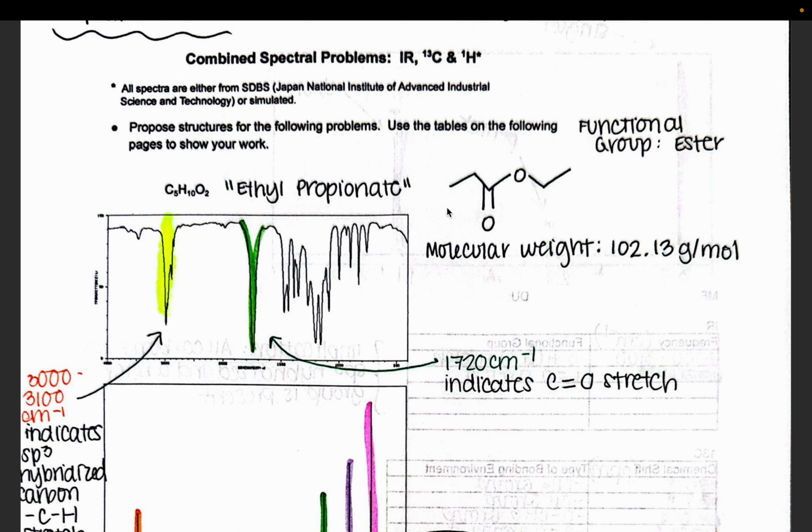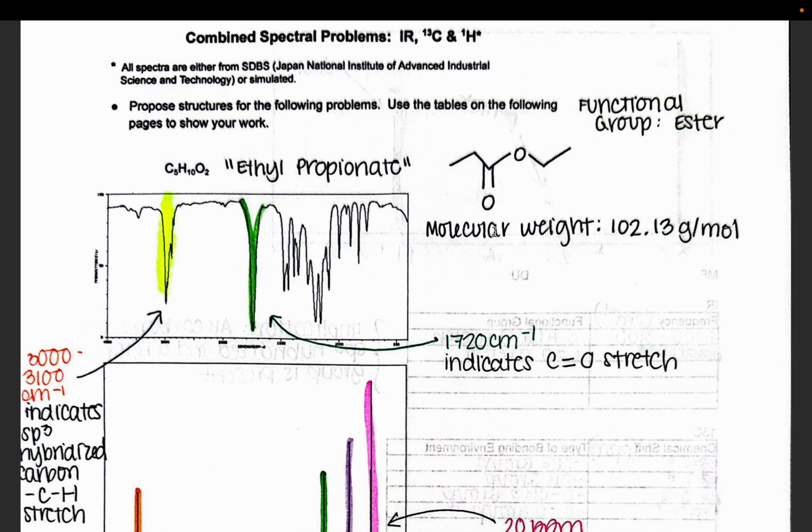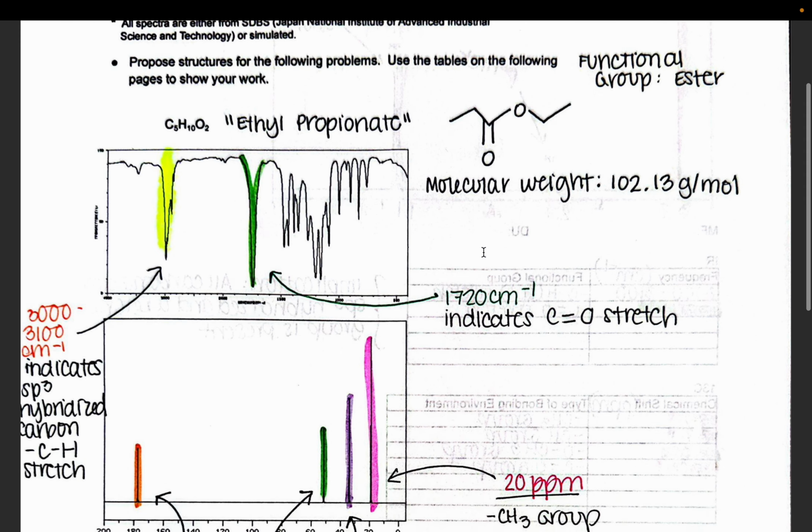When we draw out the skeletal structure, we can see that the functional group is going to be an ester, obviously. So we calculate the molecular weight based on our formula here, and we come up with 102.13 grams per mole. And then we go into our spectral problems. So we're going to start with IR spectroscopy. I'm never good at saying that word.